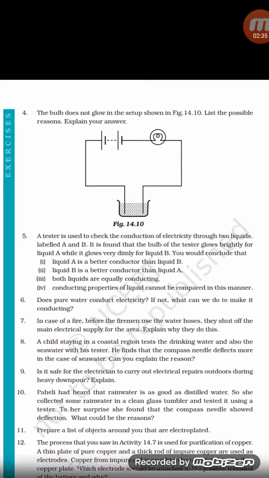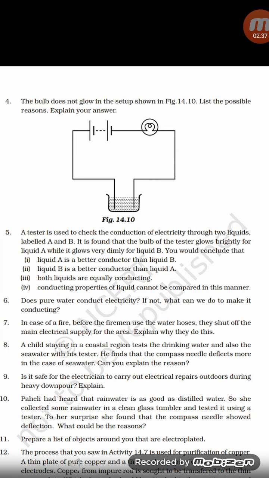Now in question number 4, it has been asked the bulb does not glow. There is given a complete circuit, as you can see there is a battery, there is a bulb, and even there is a conducting but this is not clear whether it is a conducting solution or non-conducting solution. So if the bulb is not glowing, it means the solution may be non-conducting. Even the connecting wires may be loose, the bulb may be fused, the cells may be used up. So you can write any possible reasons due to which the bulb will not glow.